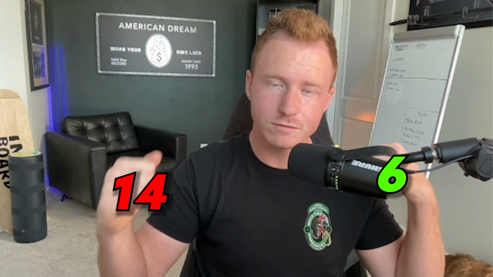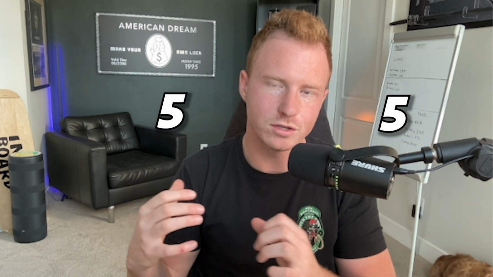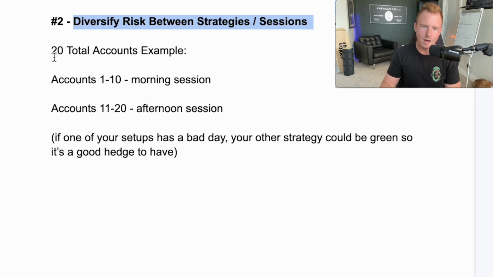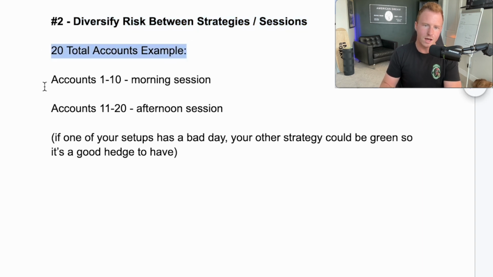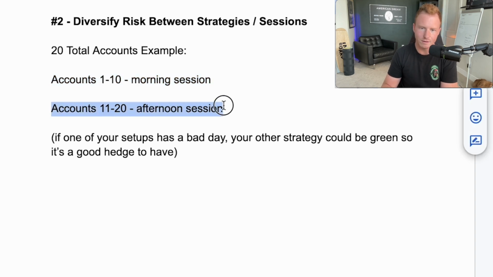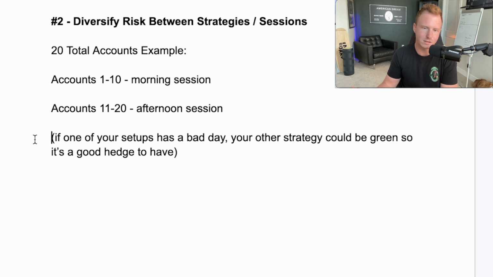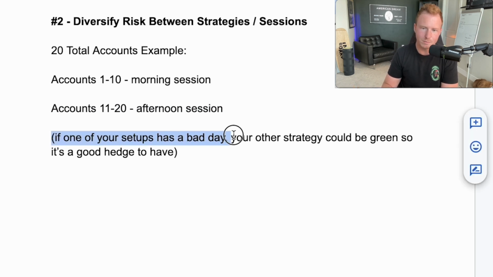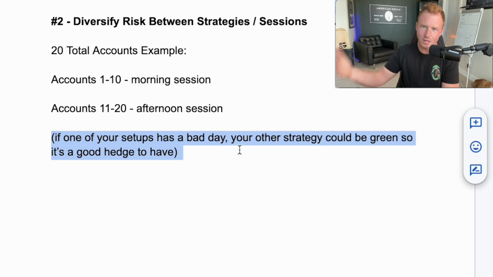So you're able to diversify your strategies, right? Or maybe you want to do 5 accounts in the morning you're going to trade and 5 accounts in the afternoon. You can diversify it between session times. You can see which ones do better. Okay, so that's another reason to use them. So for example, if you have 20 total accounts, accounts 1 through 10, you can trade in the morning. Accounts 11 through 20, you can trade in the afternoon. It kind of just diversifies your risk a little bit. So if one of your setups has a bad day, your other strategy could be green. So it's a good hedge to have. This is the whole reason hedge funds got created, trading funds got created.